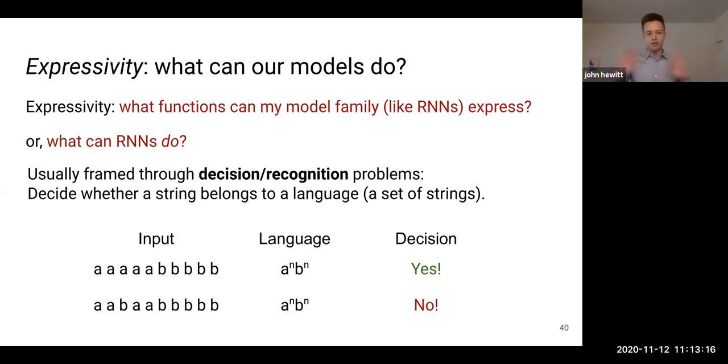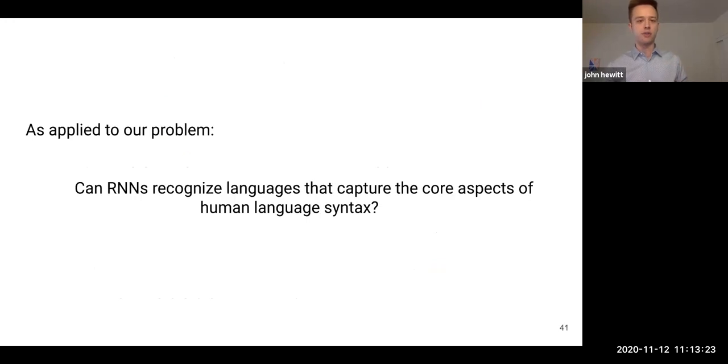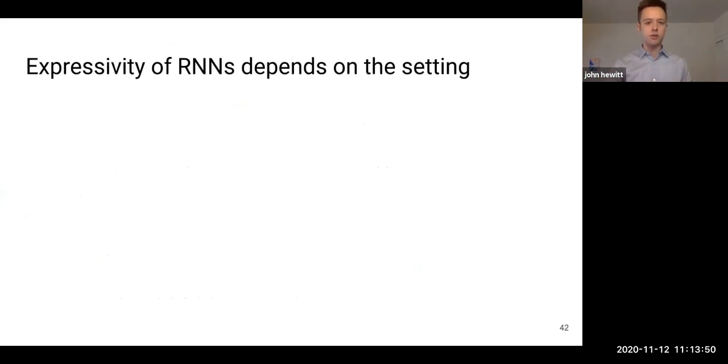So, it's a little bit of a basic introduction, but expressivity is really what we're going to be concerned with here. So it's good to have a simple definition or intuition. And so what we want to understand is, can recurrent neural networks recognize or decide languages that capture core aspects of human language syntax? And we're going to modify this question a little bit in the future to reflect more of what we actually do in NLP, but keep this in your head for now. There are formal languages that reflect syntax, and how do they relate to recurrent neural networks?